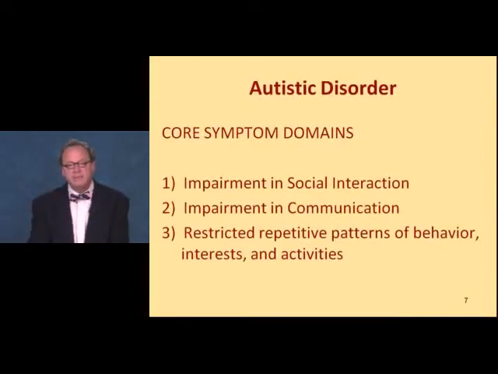So in DSM-4, there were 3 core symptom domains in autistic disorder. These included an impairment in social interaction, an impairment in communication, and we know that about 30 to 40% of people with autistic disorder never develop meaningful verbal communication at any point during their entire life. And the third symptom domain related to restricted repetitive behavior and thoughts.